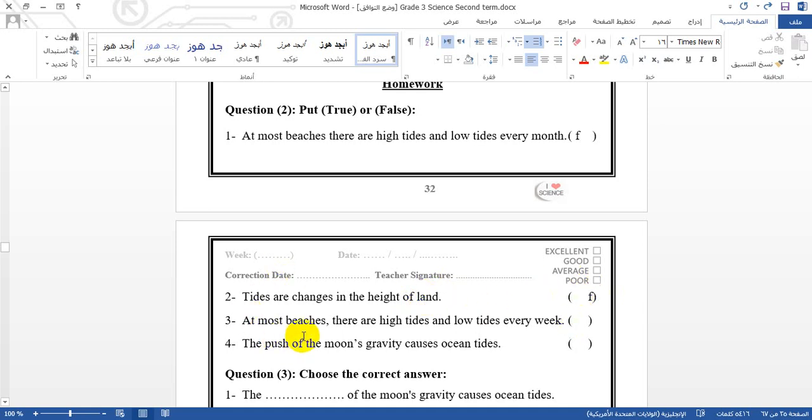3. At most beaches, there are high tides and low tides every week. Every week, is this correct? Sure, no, it's every day. So for that reason, we have to write here false.